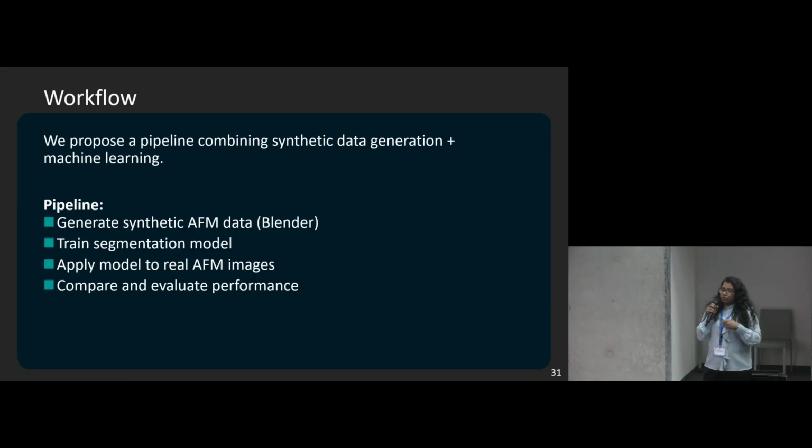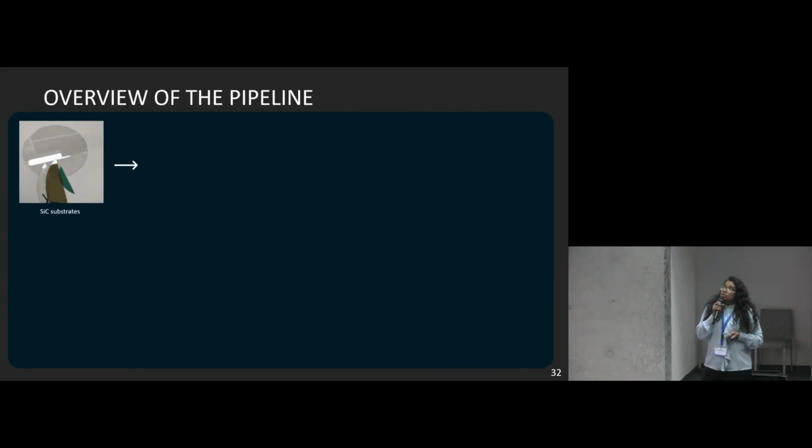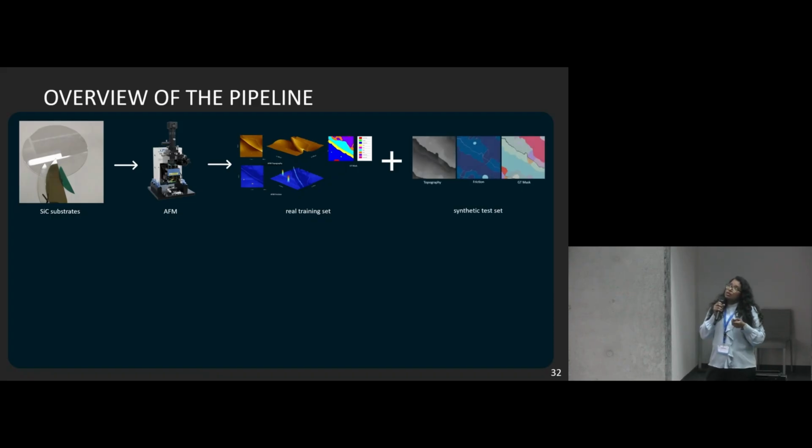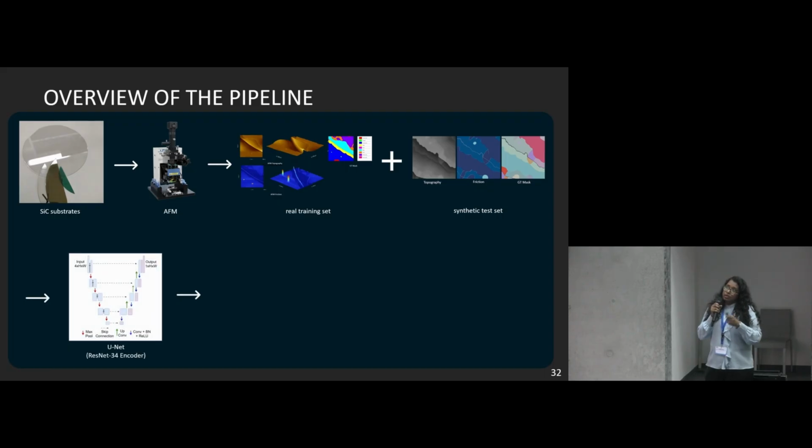The idea is the same: to have the data be synthetic plus real. For now, we just have synthetic. Then train the model and apply it to real AFM images and see how a model trained on synthetic data works on real data. So this is the pipeline. This is the SiC substrate, silicon carbide substrate. Then this is read by the AFM microscope, so we get this real training set. We are creating a synthetic set. These two we will feed to the neural network. Here I'm using UNet with a ResNet encoder.